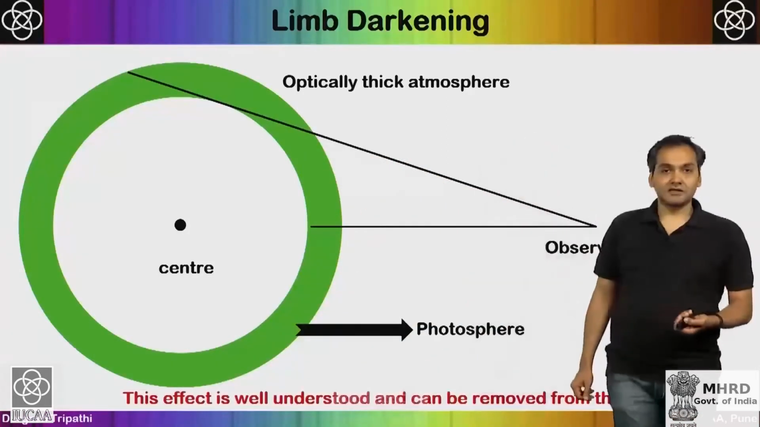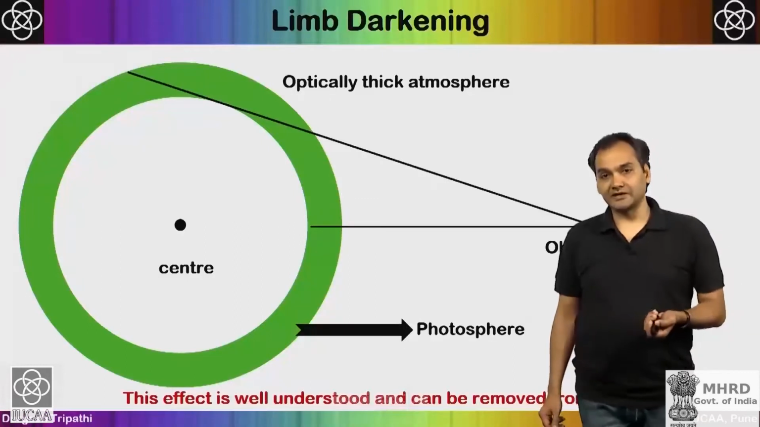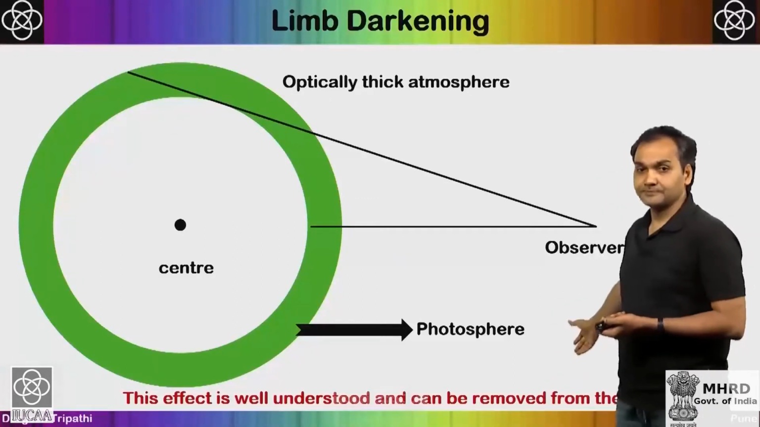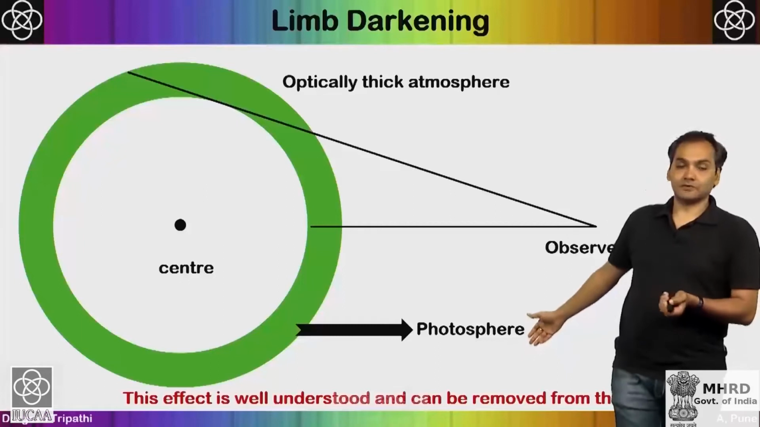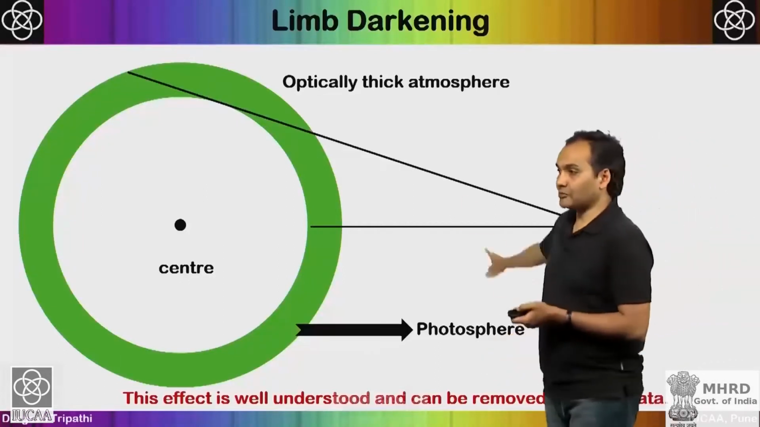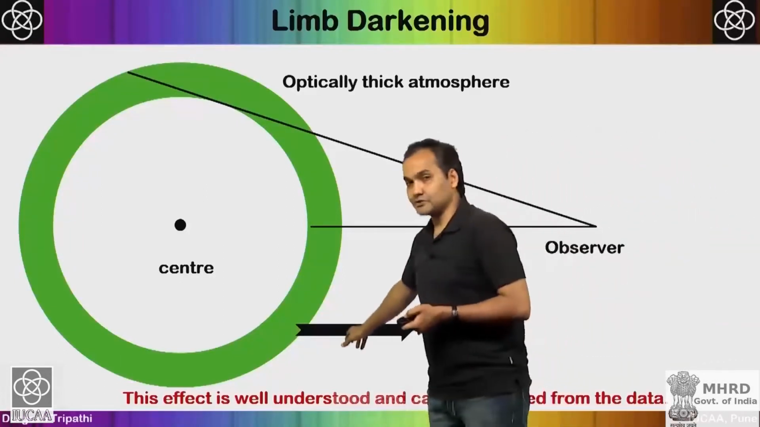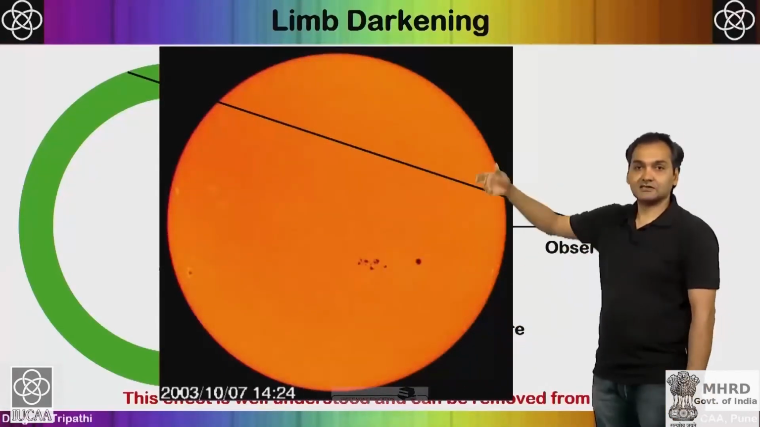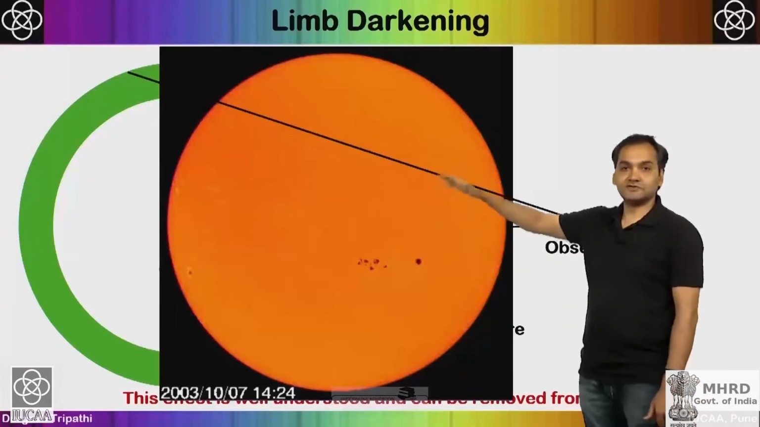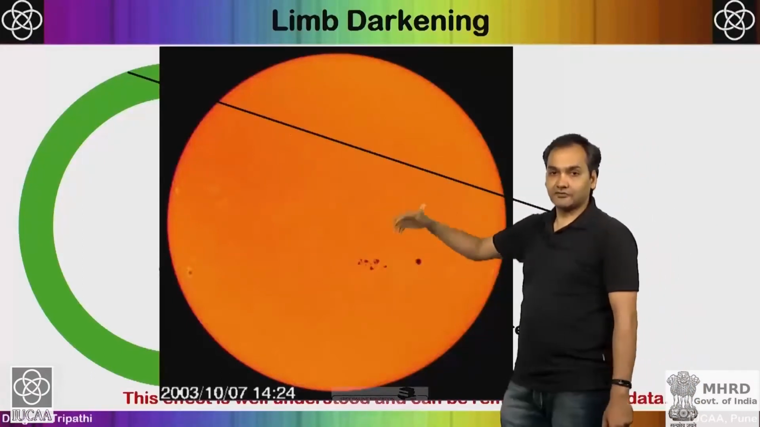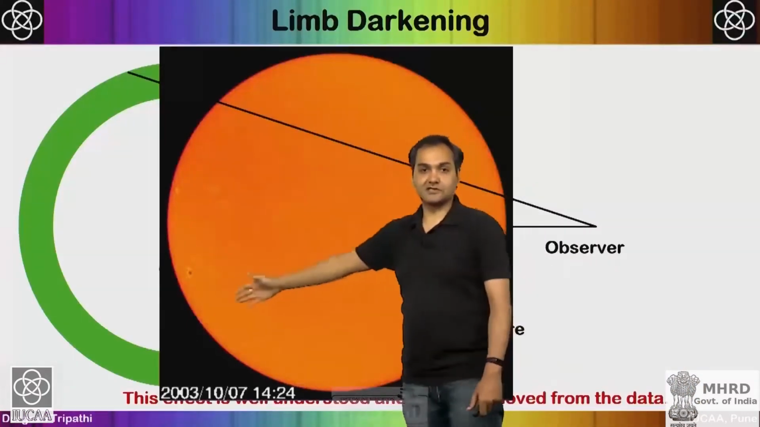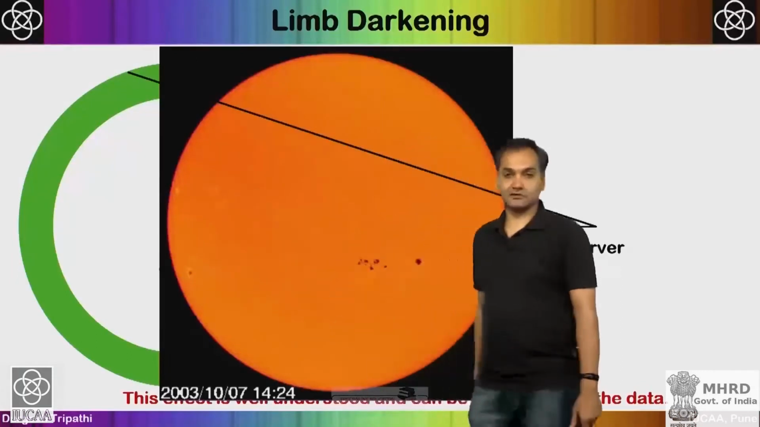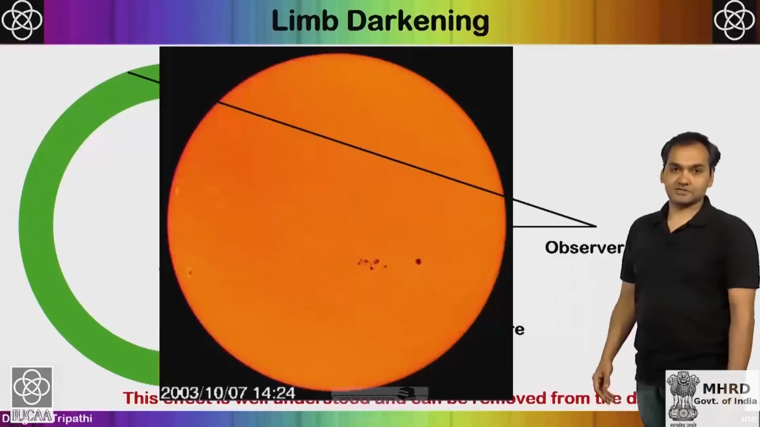This optical thickness is wavelength dependent, and we understand it pretty well, and that can be modeled and removed from the images you take, and once that is done, what you see is the sun like a complete round ball with a uniform brightness everywhere. Of course, you have the sunspots and other structures like faculae on the surface of the sun.